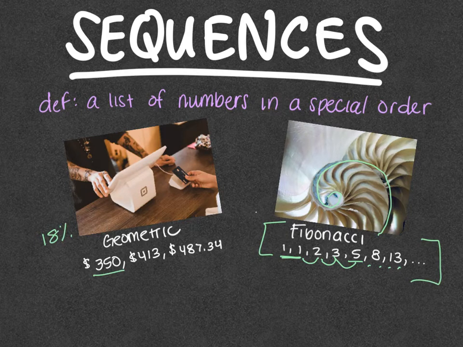But basically what would happen is if you started with $350, the next month you would have to pay $413, and then the third month, if that's when you decided to pay it off, it would be $487.34. So that interest is accumulating, and that's a type of sequence.